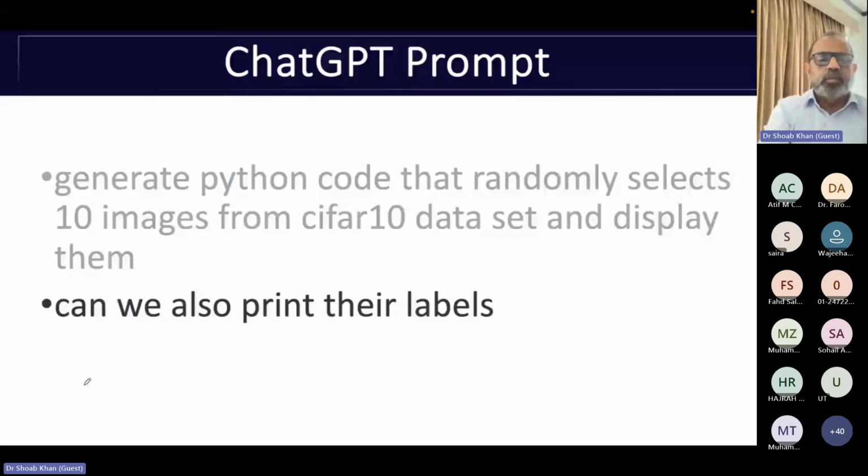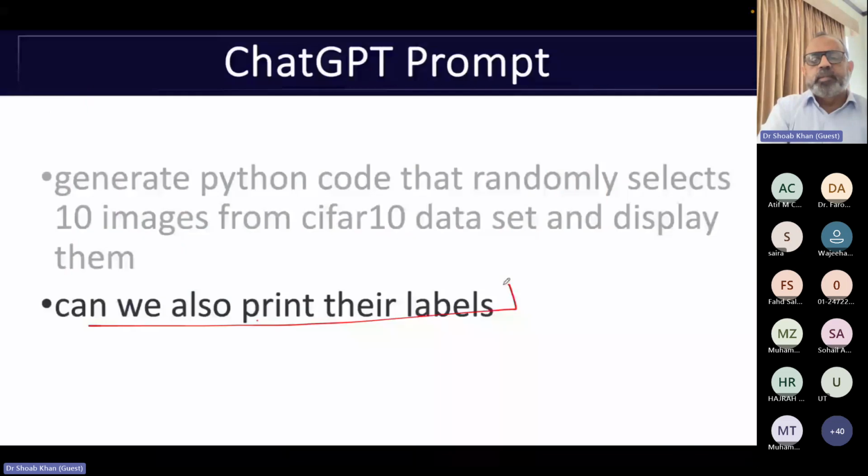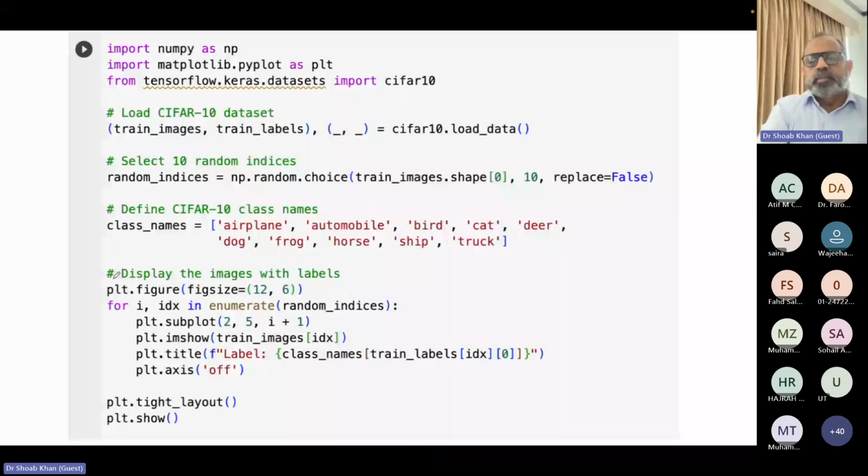Then, as these were not labeled, I wanted them to print the label as well. So I went ahead and asked ChatGPT, can we also print their labels? It says, why not? Here are the labels. So it just said, these are the 10 labels. Apparently, that's how it has selected.